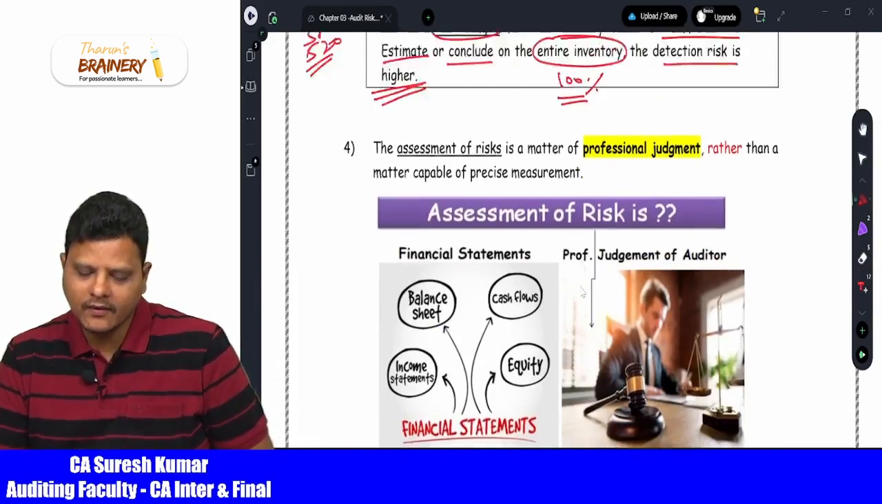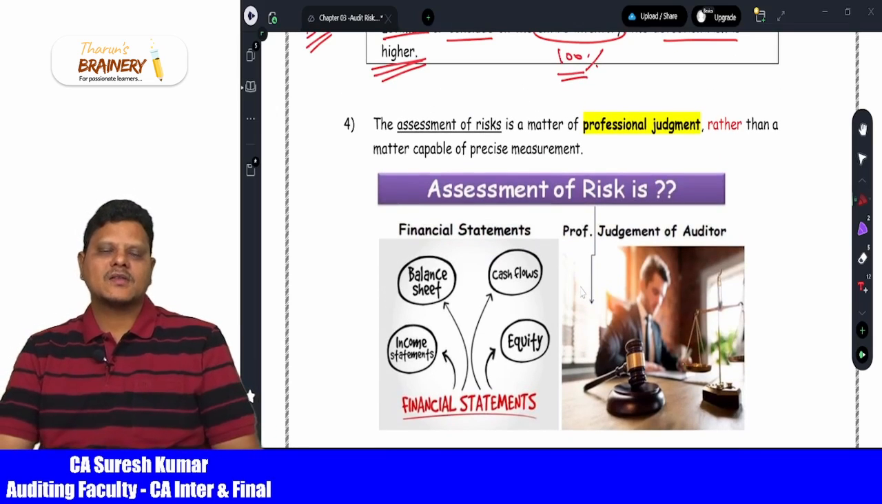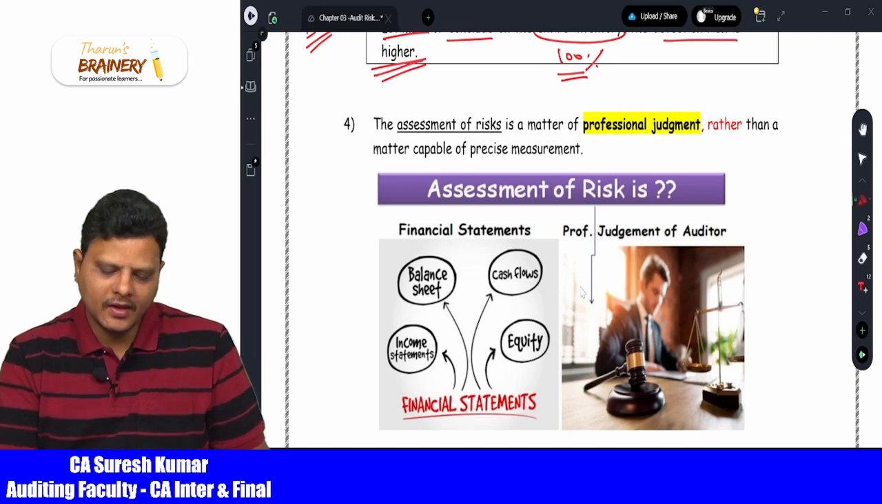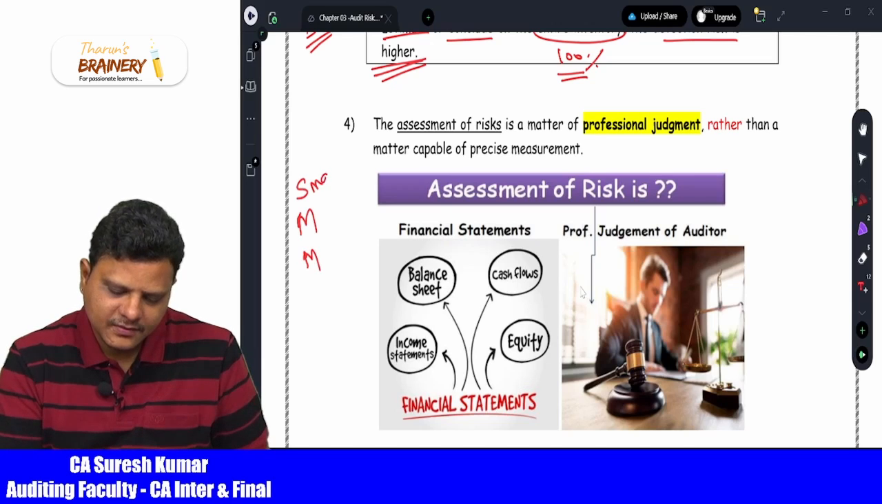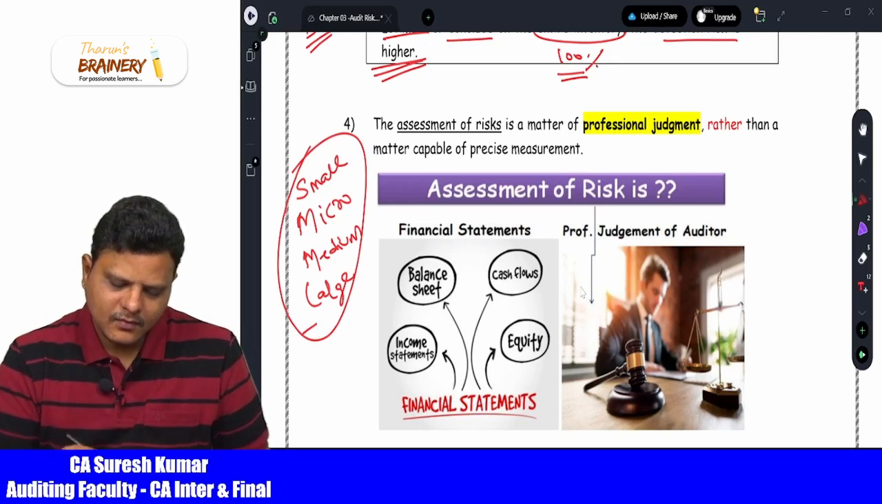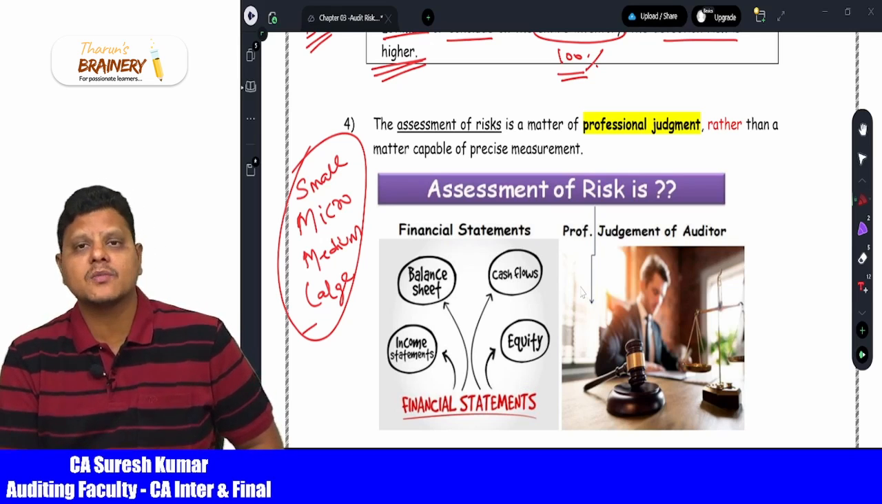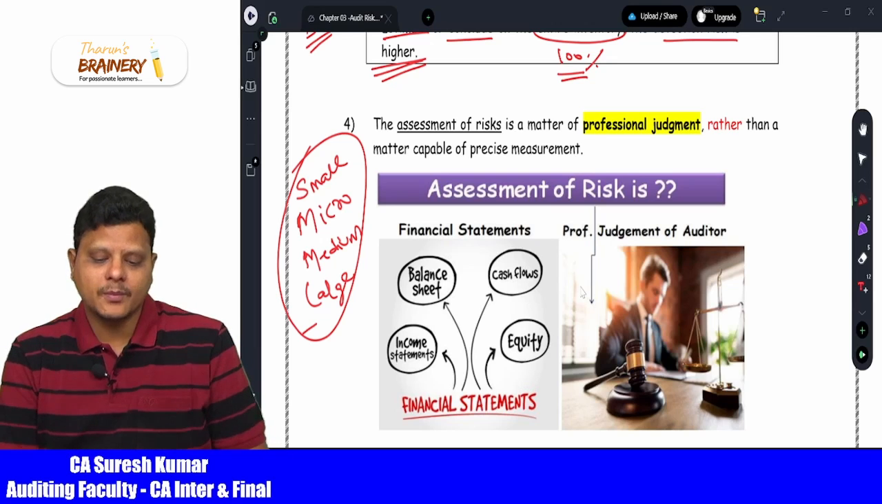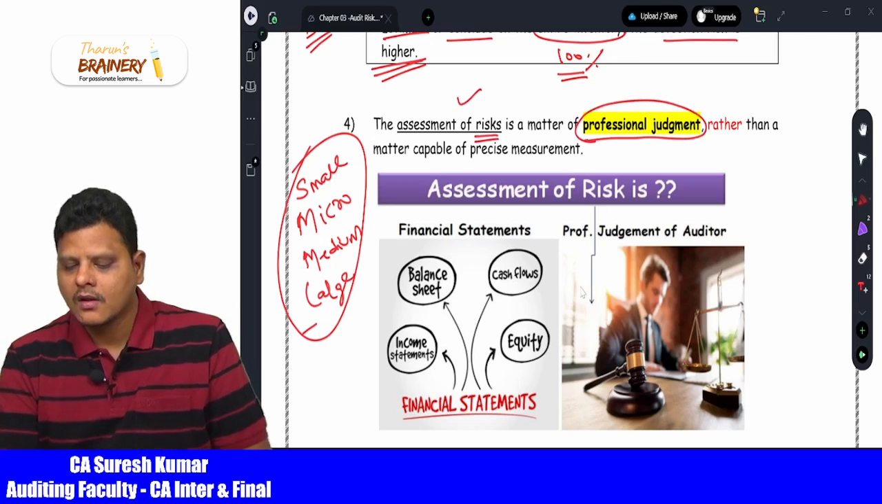Now comes to another area of explanation. Sir, how to assess this risk? Example, there may be different kinds of organizations: small, medium, micro and large organizations. Because in case of large organizations, with a large volume of transactions, there is always a high possibility of risk, a high possibility of misstatements. Now the assessment of risk is a matter of professional judgment of the auditor.